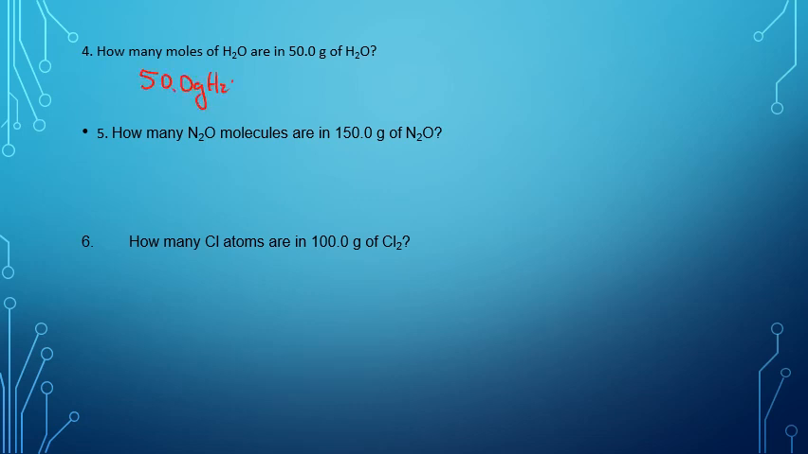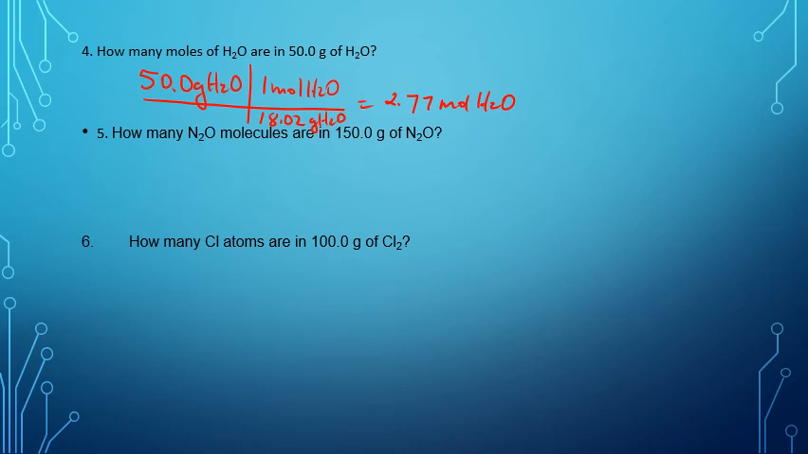50.0 grams of water. So for this compound, again, I need to find its molar mass. So I have the 50 grams. Again, I need the grams to cancel. So off of my periodic table, I have 2 atoms of hydrogen, each one 1.01 plus 16. So I know that 1 mole of water will be the equivalent of 18.02 grams of water. And now I can solve, and that will be 2.77 moles of water.